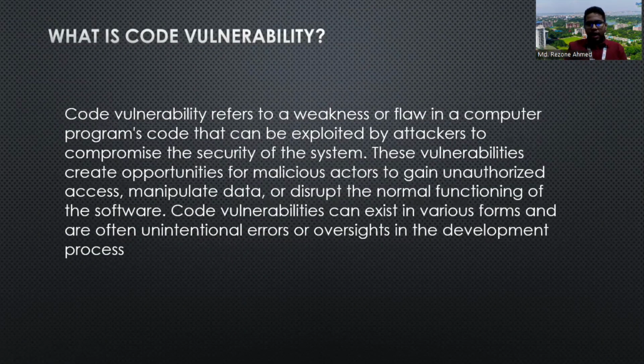First of all, I will discuss what is code vulnerability. Code vulnerability refers to a weakness or a flaw in a computer program's code that can be exploited by attackers to compromise the security of the system. These vulnerabilities create opportunities for malicious actors to gain unauthorized access, manipulate data, or disrupt the normal functioning of the software. Code vulnerabilities can exist in various forms and are often unintentional errors and oversights in the development process. That is code vulnerability.